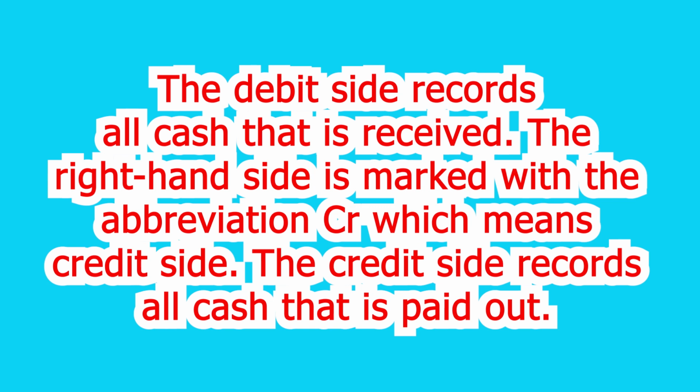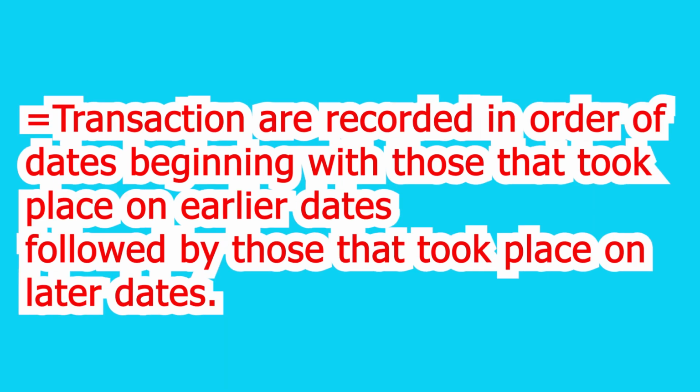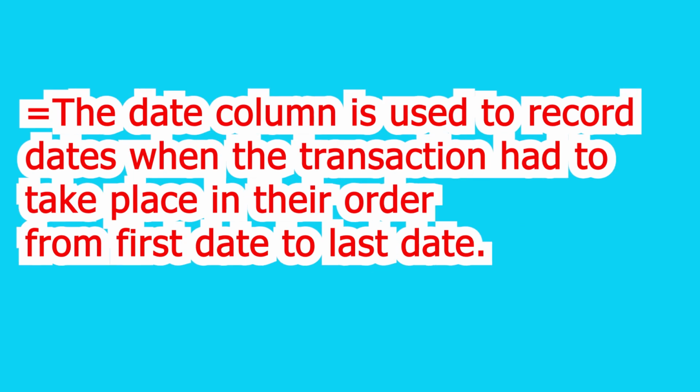Then transactions are recorded in order of dates, beginning with those that took place on earlier dates, followed by those that took place on later dates. The date column is used to record the dates when the transactions took place, in their order from first date to last date.